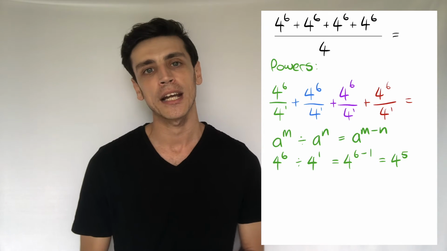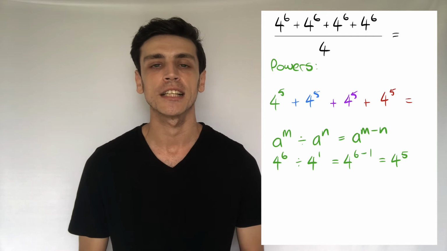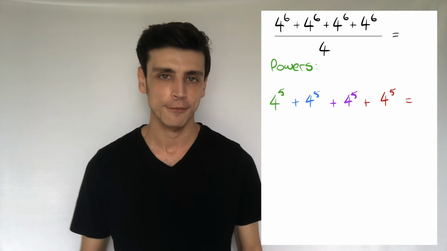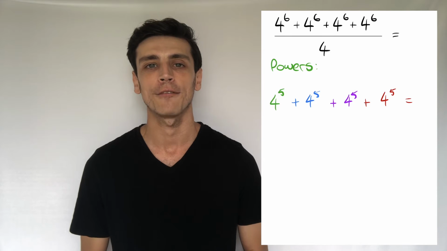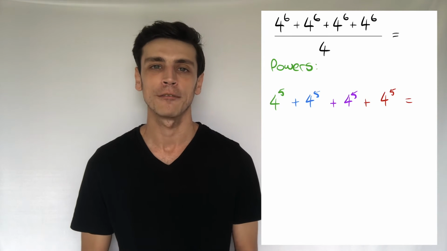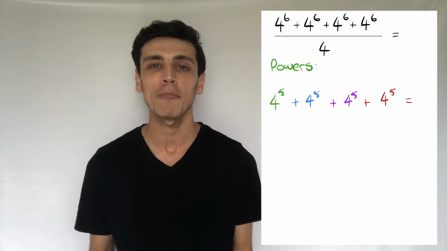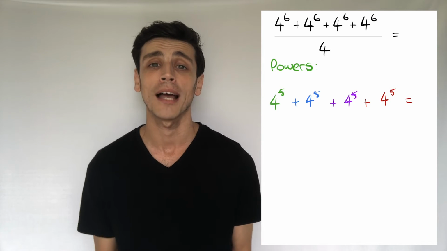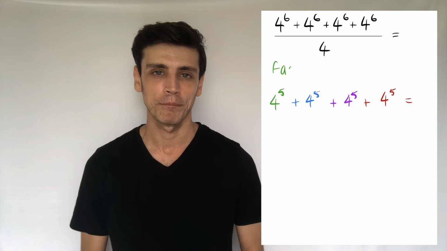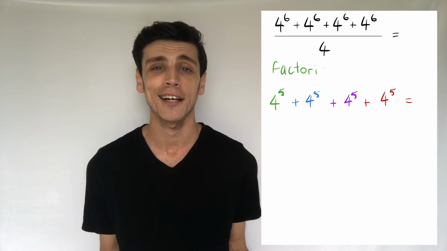So now my equation is going to read as 4 to the power of 5 plus 4 to the power of 5 plus 4 to the power of 5 plus 4 to the power of 5. Now what we're going to do is factorize. So can we find a term that we're multiplying all these by that are the same? Well, they're all 4 to the power of 5, aren't they?